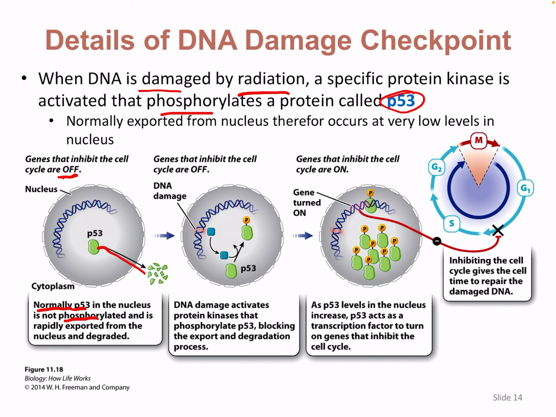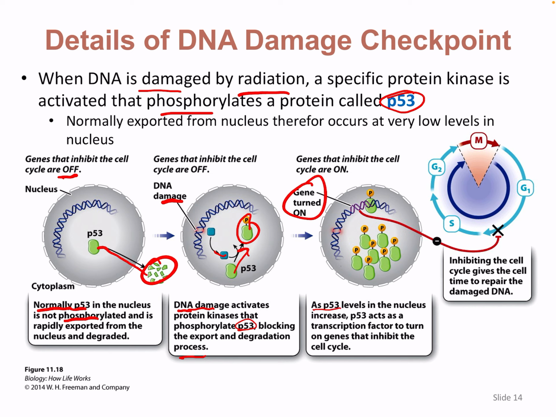So here we can see exported, degraded. DNA damage occurs. DNA damage activates protein kinases that phosphorylate P53, blocking the export and degradation process. So here we have the binding that phosphorylates P53. Now it is active, and this prevents it from leaving. Now this gene is turned on.